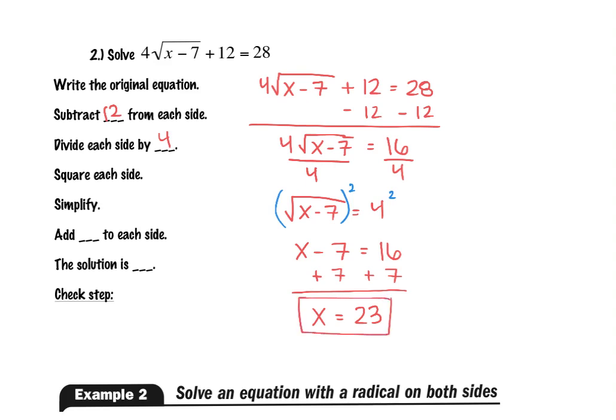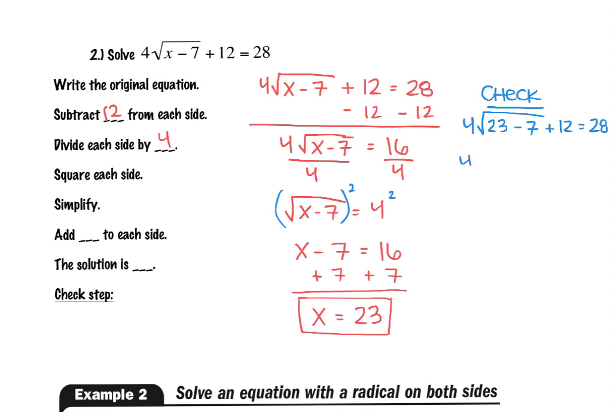All right, let's go ahead and check it to make sure that we found the right solution. So I have 4 times the square root, and for x I'm going to plug in 23, so that's 23 minus 7 plus 12 equals 28. Again, when you have an expression with a radical sign, you first do what's under the radical sign, then take the square root, then anything on the outside.